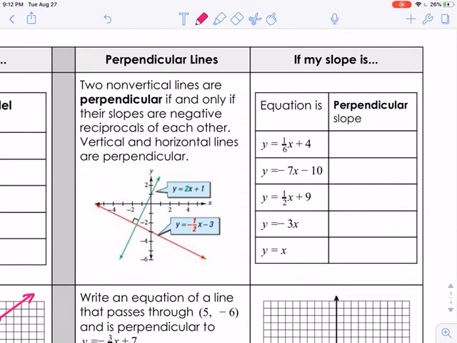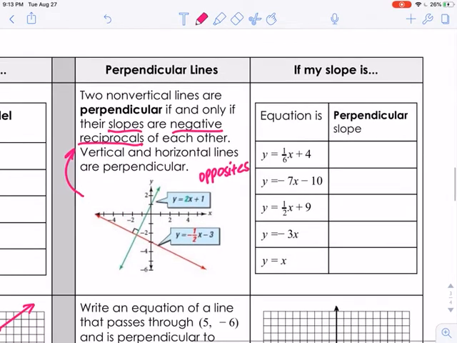Perpendicular is the opposite of parallel, or is another word that we can use to describe two lines. And we say that they're perpendicular if their slopes are negative reciprocals of each other, right? So they're opposites, and one is positive and one is negative. So reciprocal means to flip the fraction, right? So fraction flipped.